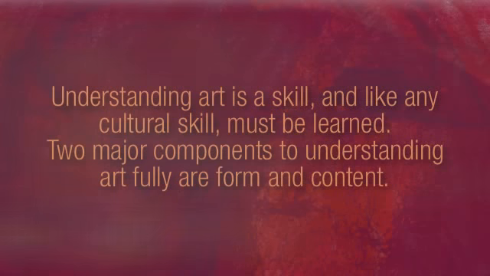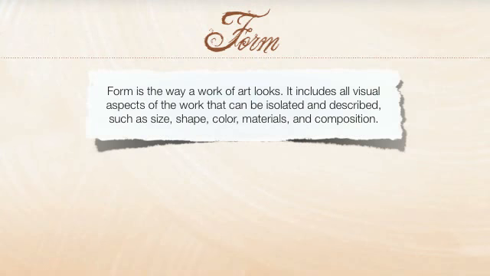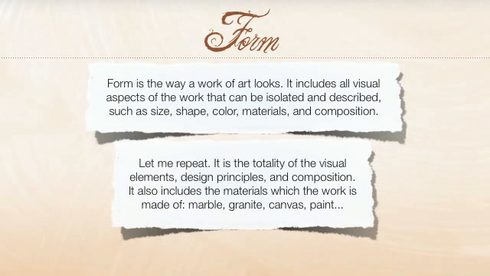Understanding art is a skill, and like any cultural skill, must be learnt. Two major components to understand art fully are form and content. Form is the way a work of art looks. It includes all visual aspects of the work that can be isolated and described, such as size, shape, color, materials, and composition. Let me repeat. It is the totality of the visual elements, design principles, and composition. And it also includes the materials which the work is made of: marble, granite, canvas, paint, and so forth.